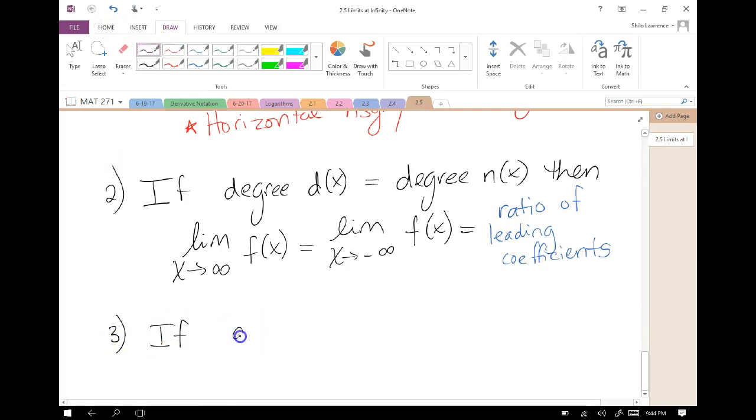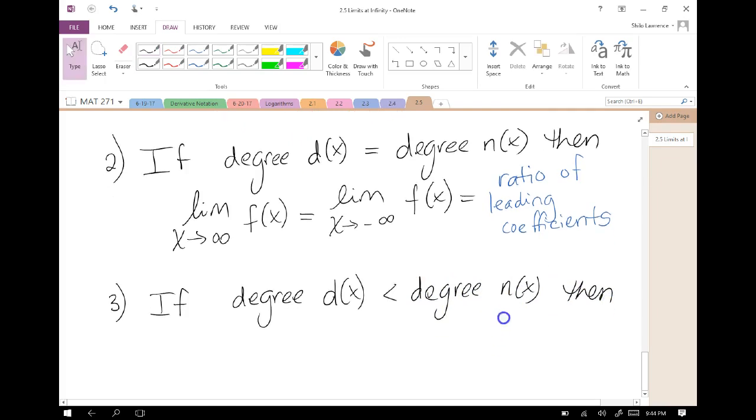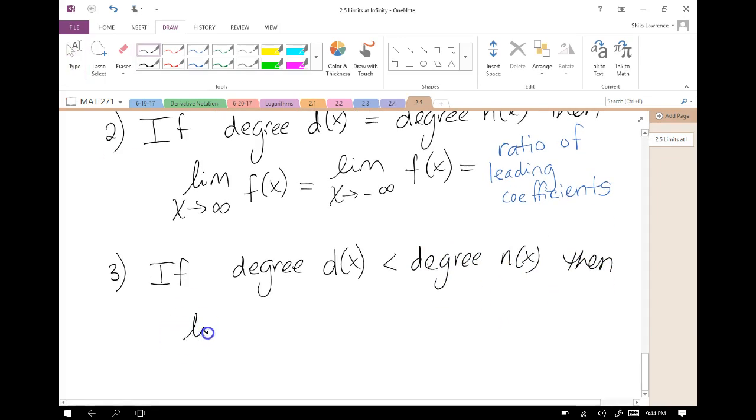Now our last option is if the degree of our denominator is smaller than the degree of the numerator. In that case, our limit is going to be positive or negative infinity. And we need to do a little bit of extra work to figure it out.